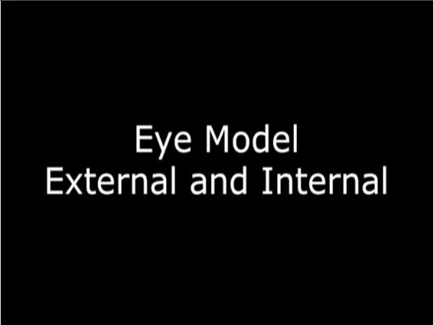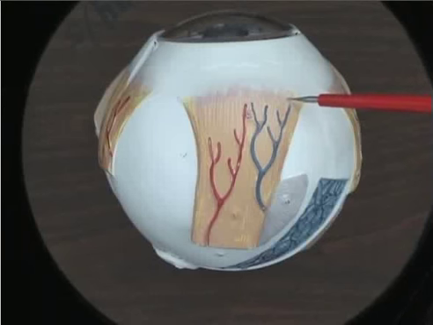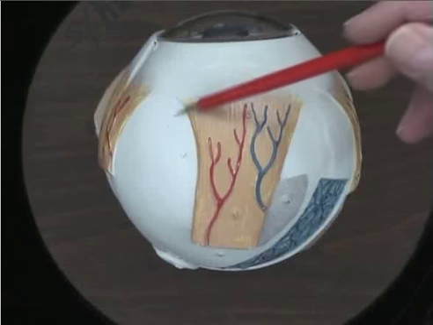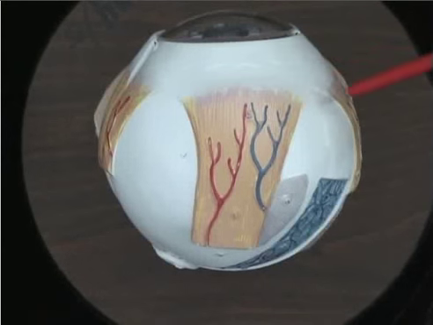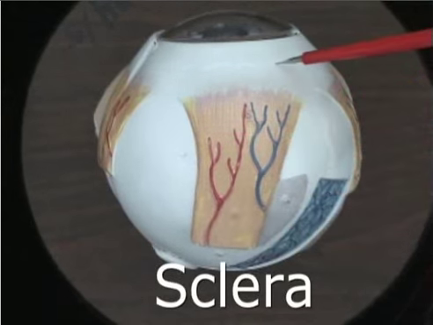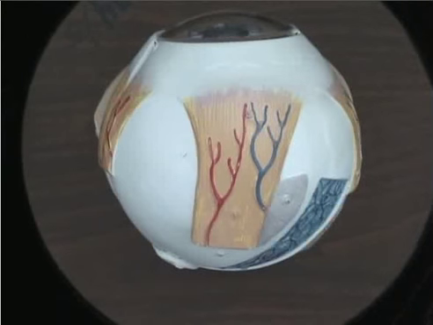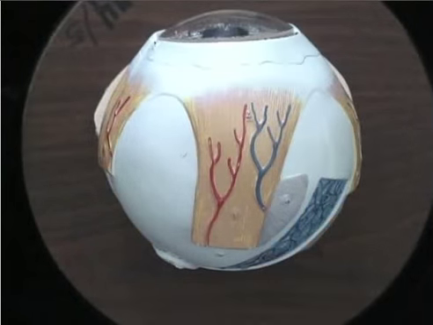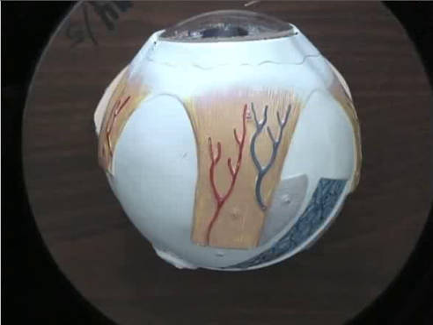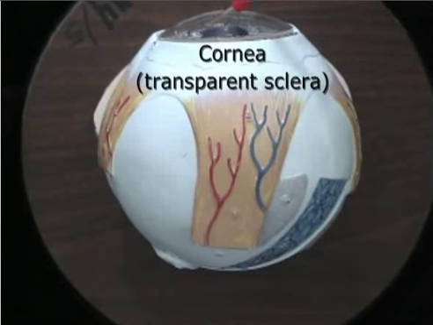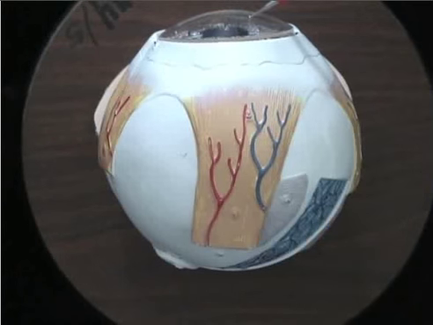This model of the eye will show both the external and internal anatomy. The size of it is roughly, in this model, about the size of a softball, but yet in real life your eye is about the diameter of a quarter. First, the outer layer here in white is the sclera, very tough fibrous tissue, which gives strength, support, and shape to the eye. To the anterior, the sclera becomes transparent, called the cornea. Some books still call it the transparent sclera.